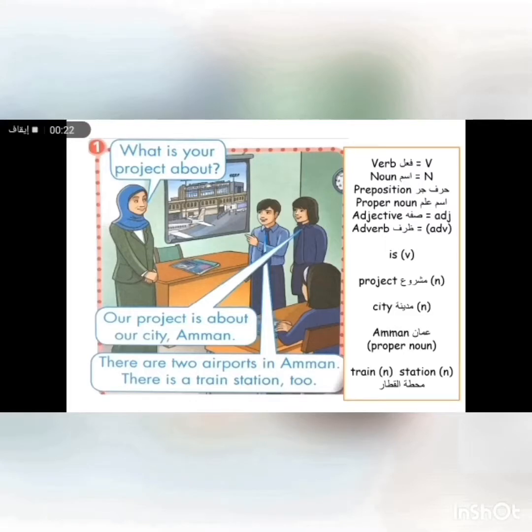Picture number 1. What is your project about? Our project is about our city Amman. There are two airports in Amman. There is a train station too.